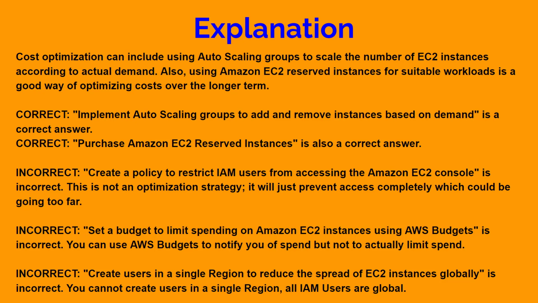Incorrect. Create a policy to restrict IAM users from accessing the Amazon EC2 console is incorrect. This is not an optimization strategy, it will just prevent access completely, which could be going too far. Incorrect. Set a budget to limit spending on Amazon EC2 instances using AWS Budgets is incorrect. You can use AWS Budgets to notify you of spend but not to actually limit spend. Incorrect. Create users in a single region to reduce the spread of EC2 instances globally is incorrect. You cannot create users in a single region, all IAM users are global.